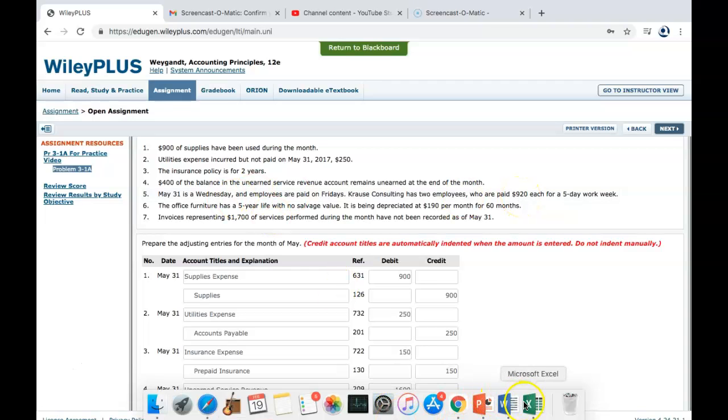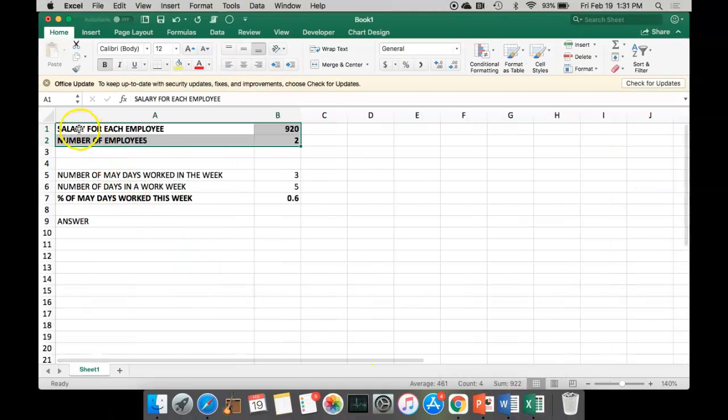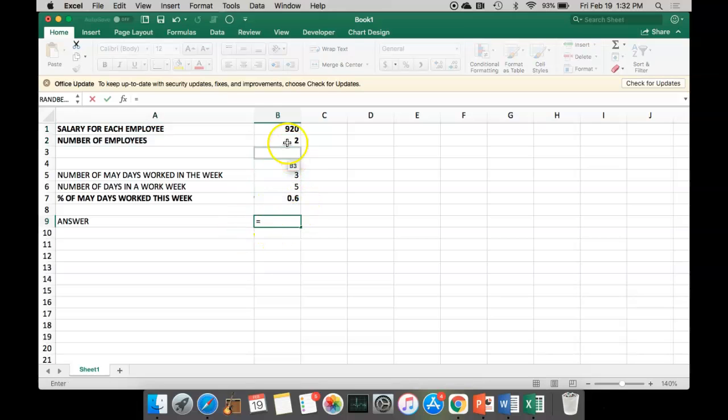Okay, I've created a spreadsheet here for us to look at. So here we have salary for each employee is 920. There are 2 employees, okay? We have the number of May days worked in this week are 3, and the number of days in a work week are 5, right? And it's the end of the month, so we're only recognizing Monday, Tuesday, and Wednesday. So that's 60%. So watch this. If we take the employees' salaries each, get the whole amount for both employees, and then multiply it by this 60%, we get 1104.